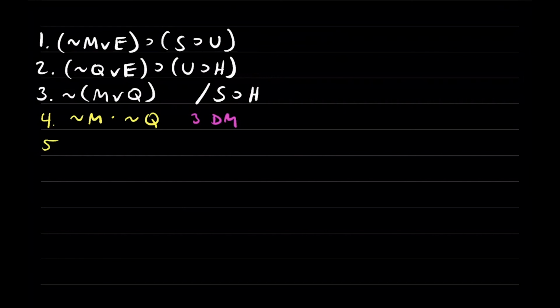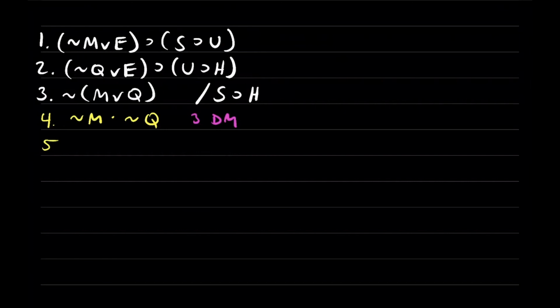If I could get those on their own line, not M and not Q, I could use addition to get not M or E and not Q or E, adding E in as addition onto not M and onto not Q. And then we'd be off to the races and the proof will fall out pretty easily from there.